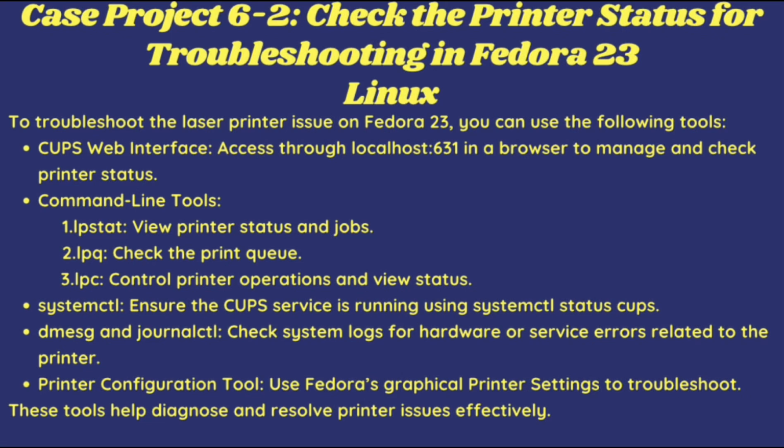And the third step, systemctl, ensure the CUPS service is running using systemctl status cups. Fourth, dmesg and journalctl, check system logs for hardware or service errors related to the printer. And the last, printer configuration tool. Use the Fedora graphical printer settings to troubleshoot. This tool helps diagnose and resolve printer issues effectively.